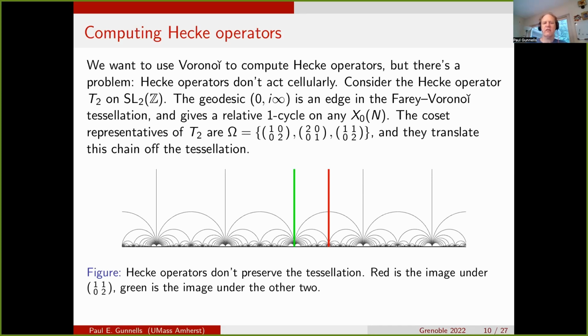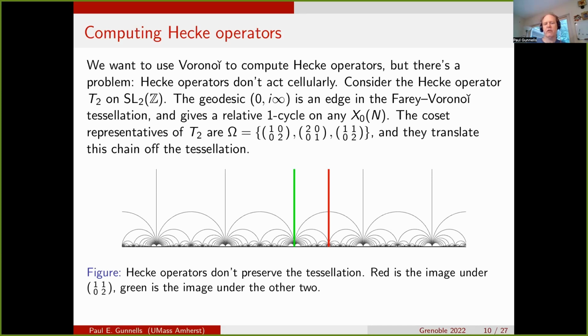There are a lot of places to write down to see this kind of stuff. But in any case, here's this example for this operator. There are 3 of them. In general, for T_P, there's going to be P plus 1. But my action is going to be to take a cell, for example, the cell that goes from 0 to infinity in the Voronoi tessellation, and then just translate that geodesic over by using these matrices.